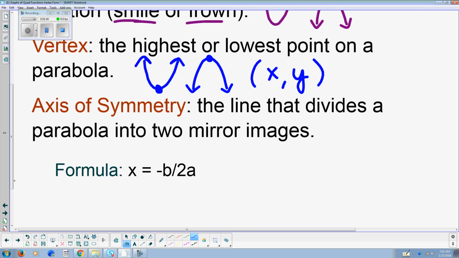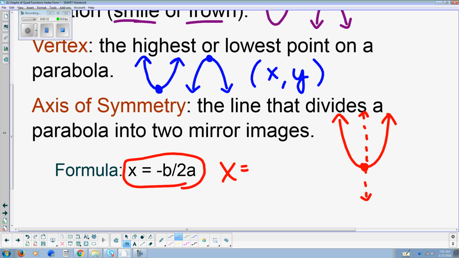The next word, axis of symmetry, is the line that divides a parabola into two mirror images. So if I, again, examine a parabola and put my vertex on it, the axis of symmetry is a vertical line that actually goes through the vertex that creates two mirror images of each other on each side of that line. There is a formula for calculating the axis of symmetry. X equals negative b over 2a. And we will be using that formula a lot in this lesson. Well, in this unit.